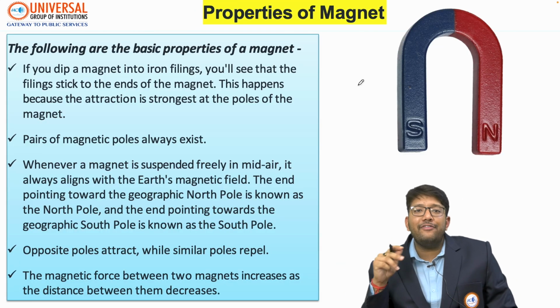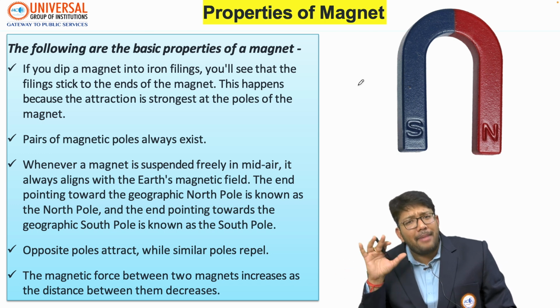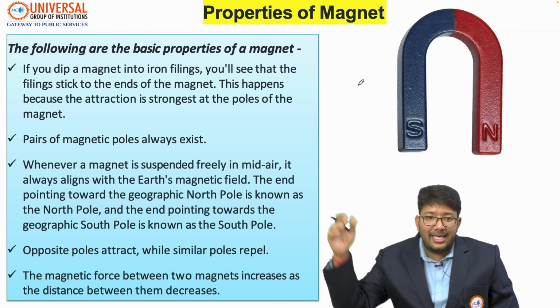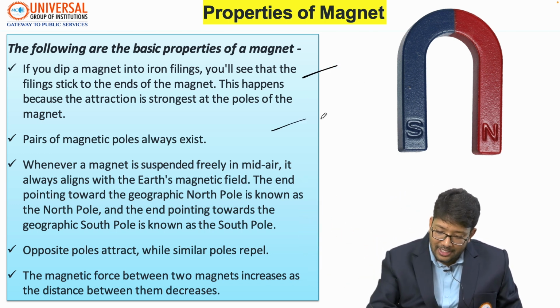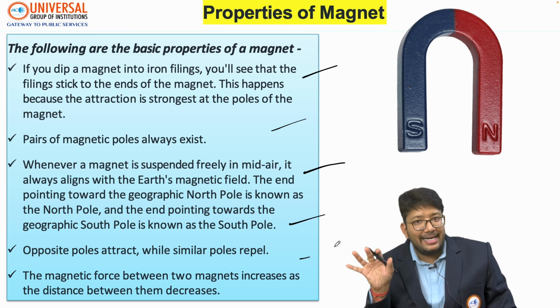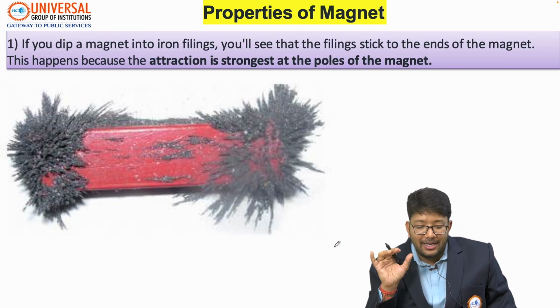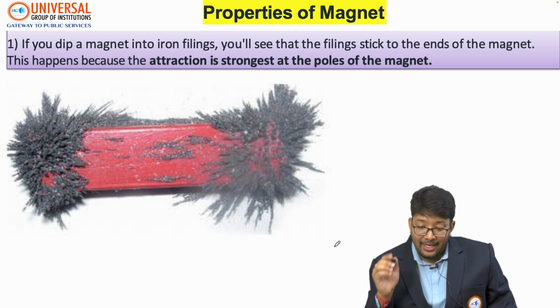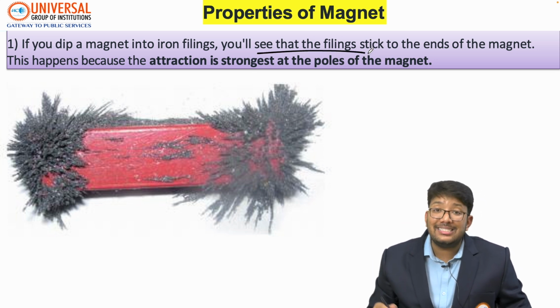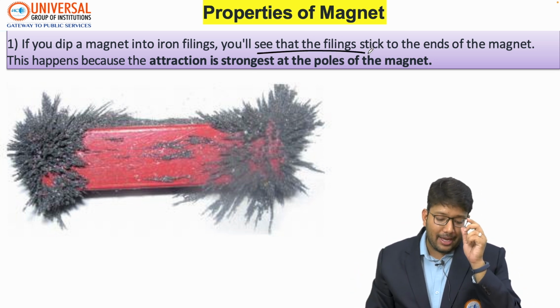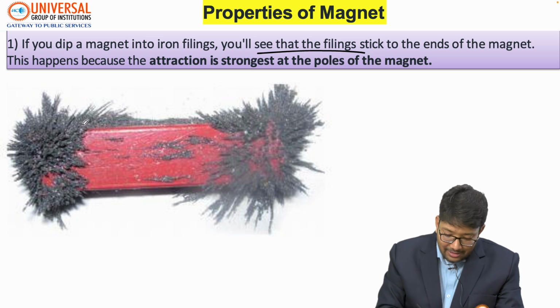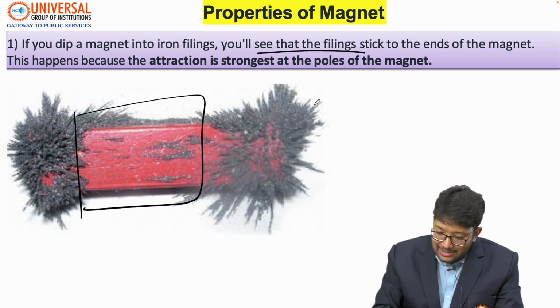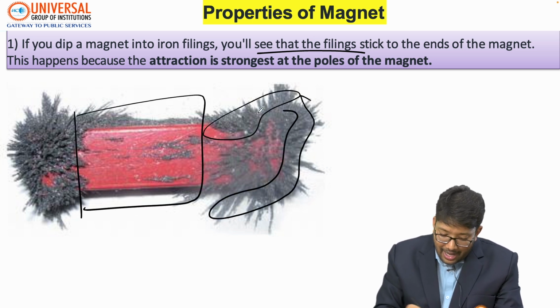Okay. Now if we talk about the properties of magnets, there are many properties, and we will talk about each property in detail. So the first property is, if you dip a magnet into iron filings, you will see that the filings stick to the ends of the magnet. Can you see this? This is a magnet, and these are the iron filings.